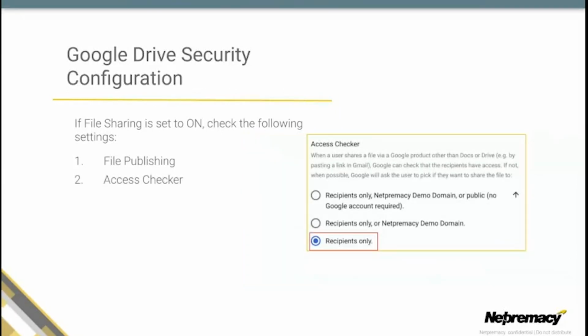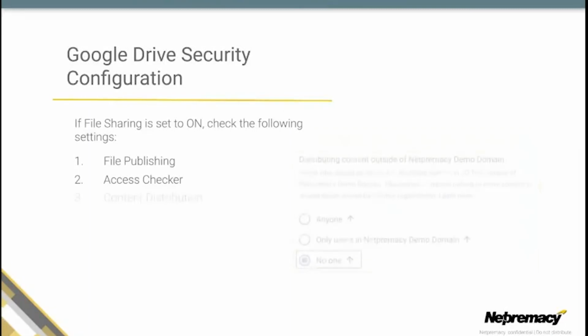The access checker dictates what options are available when a user tries to share a file with someone who doesn't have access to that file via Gmail. We'd recommend this is set to recipients only, as very rarely do we want a file to be shared with a recipient, and also the entire business, and also make it public online. Again, the default here is just making sure that it's set to recipients only, because we wouldn't ever really want a file to be, by default, shared with the entire world.